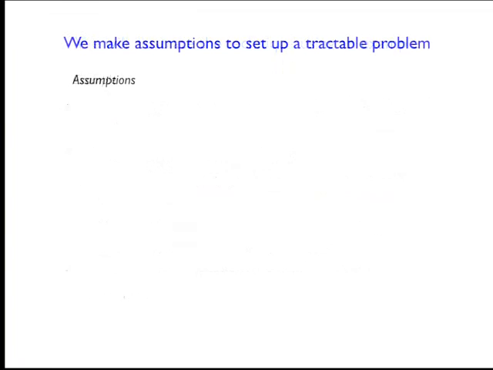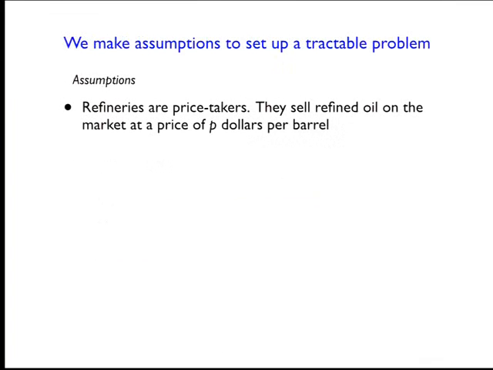which aren't grounded in any specific measurements or anything like that, it's just an example. We need to make assumptions in order to set up a tractable problem. The first assumption we're going to make is that refineries are price takers. They're going to sell the refined oil on the market at a price of P dollars per barrel.